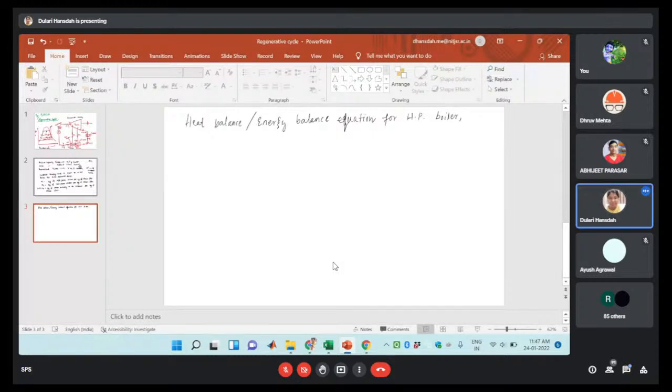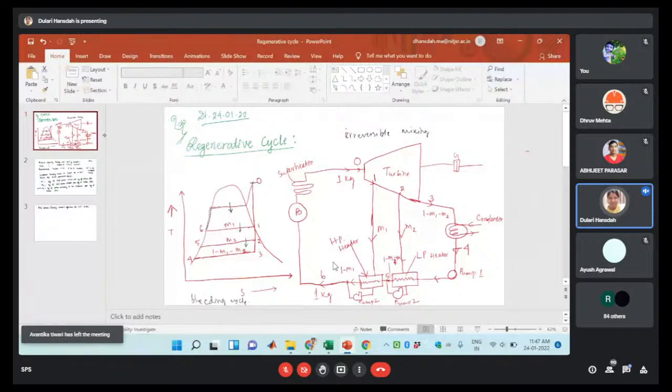If you observe, this is the inlet to the heater and this one is the outlet from the heater. Suppose at this point your enthalpy is H1. At this point your enthalpy is HF6. It is a condition of the liquid. Here is the dry saturated liquid line, so it will be HF6. By using this we can find the energy balance equation.